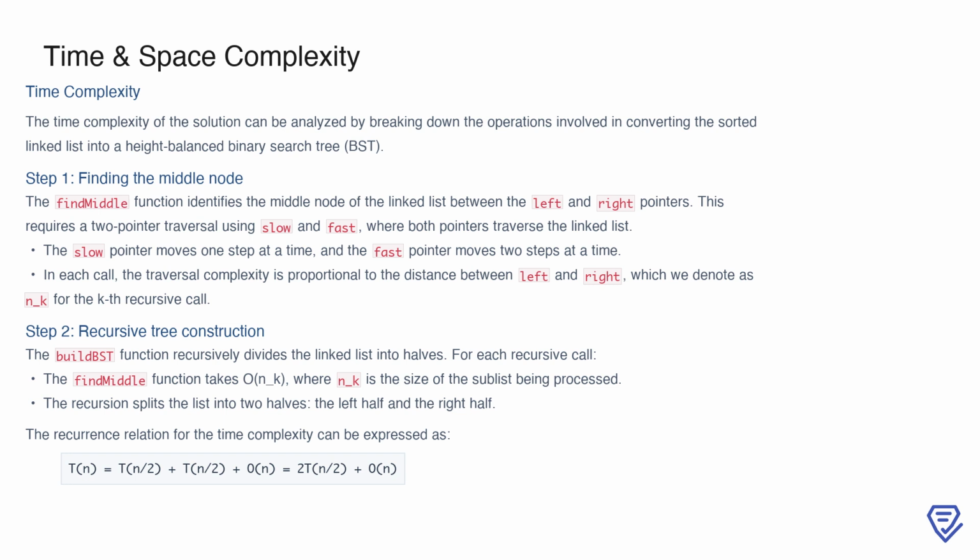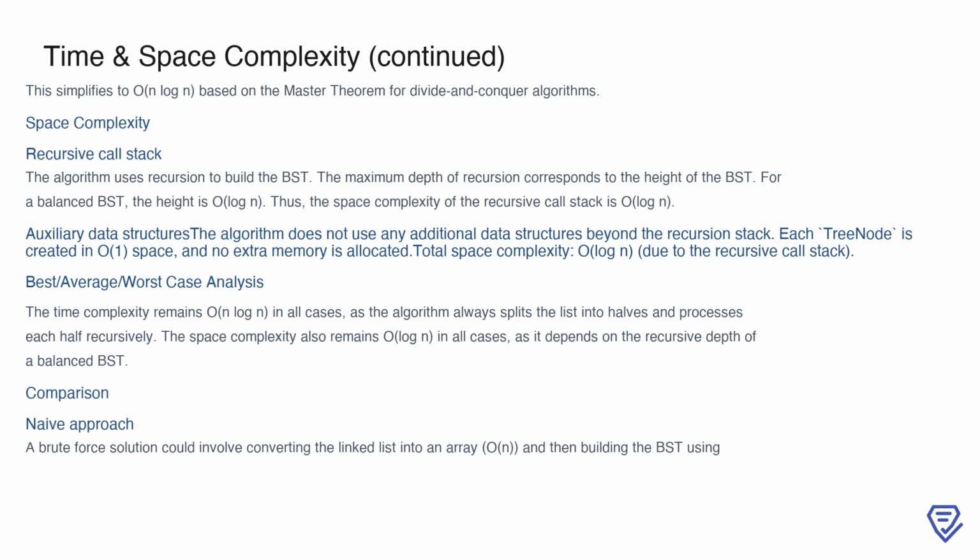Next, we analyze the recursive construction of the tree in the buildBST function. For each recursive call, the findMiddle operation takes n_k, and the list is then divided into 2 halves, left and right, for further recursive processing. This gives us the recurrence relation for the time complexity, T(n) equals 2T(n/2) plus O(n), where the O(n) term accounts for the traversal to find the middle node at each level. Using the master theorem for divide and conquer algorithms, this recurrence simplifies to O(n log n), which represents the total time complexity of the solution.